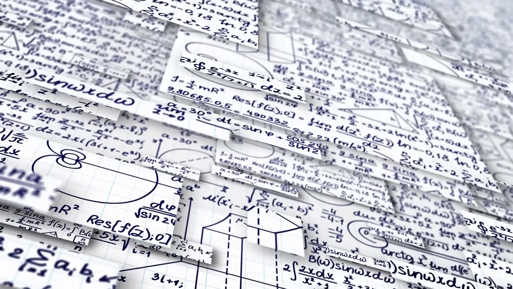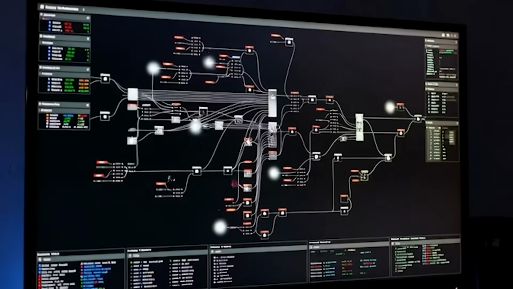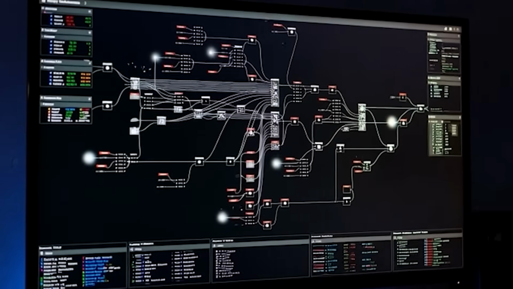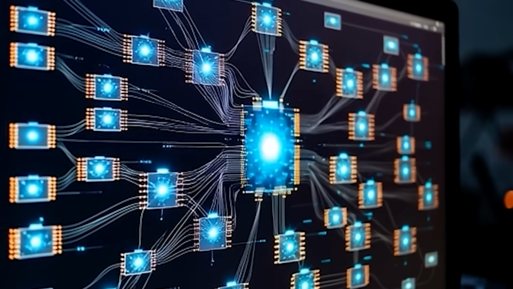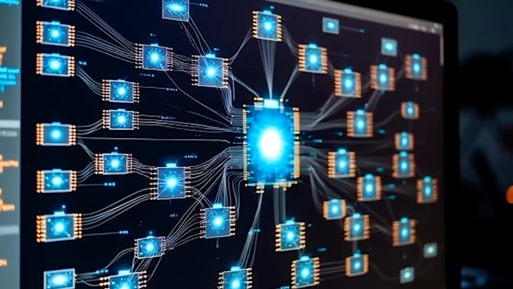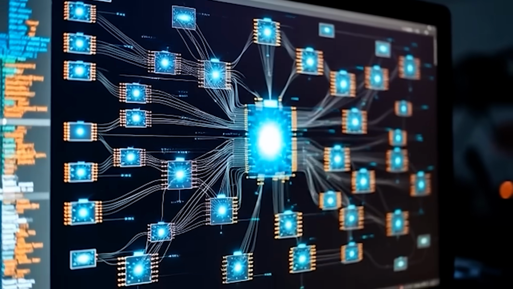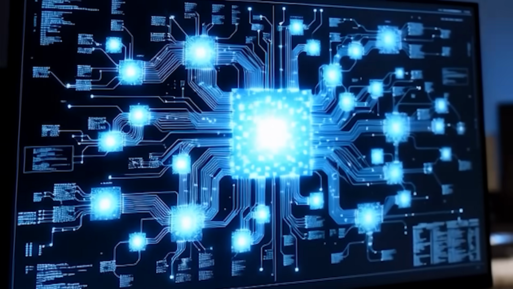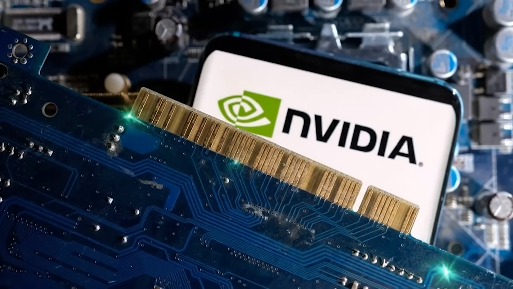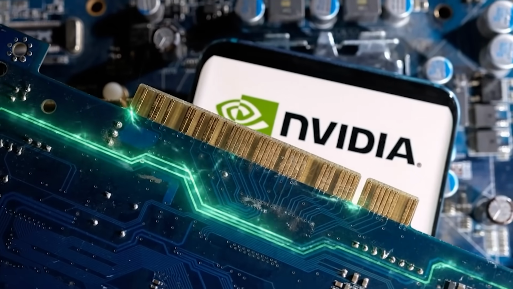This is achieved through a mixture of experts architecture, where each token is routed through a small subset of specialized expert networks instead of flowing through the entire model. In practice, Nemotron uses 128 experts and activates only 6 per token. That alone drastically reduces compute cost. But Nvidia goes further than sparsity alone.